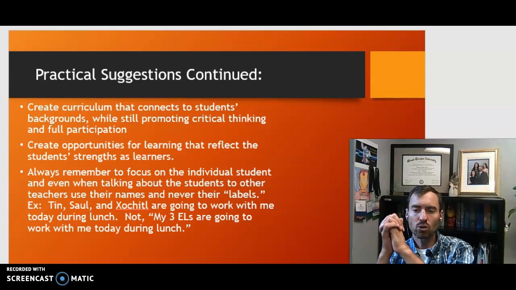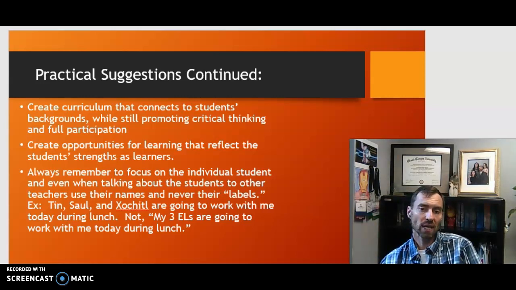Please, please, I'm begging you, please avoid the labels as much as possible. It makes me cringe when I hear kids talk as labels. So use kids' names as much as possible. So if you are working with 3 kids at lunch, in my example, I have Ten, Saul and Sochil. I'm going to work with them during lunch.